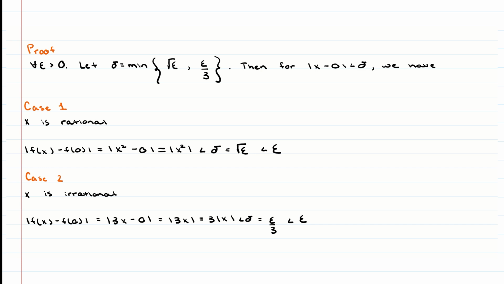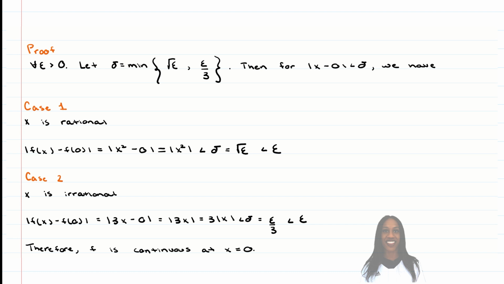So at this point, we've shown that when x equals 0, the absolute value of f of x minus f of 0 is less than epsilon in both cases. And there you have it. We've proven that our function is indeed continuous at x equals 0.